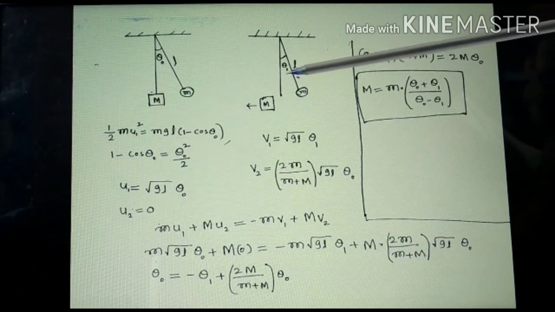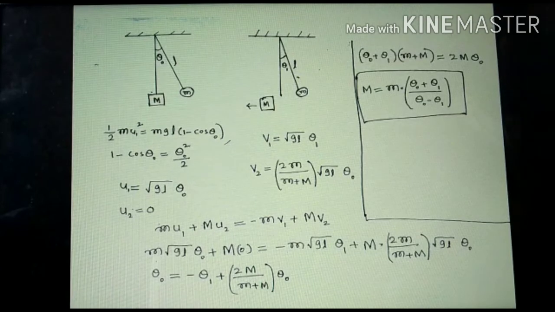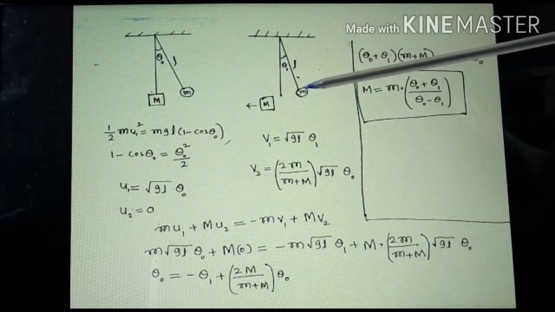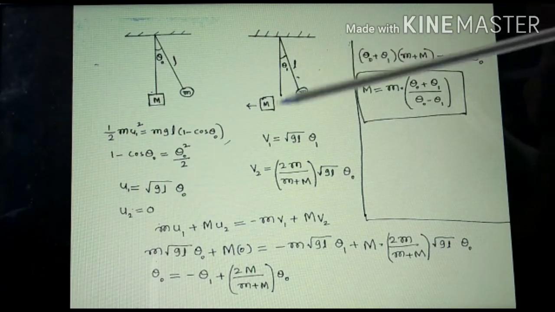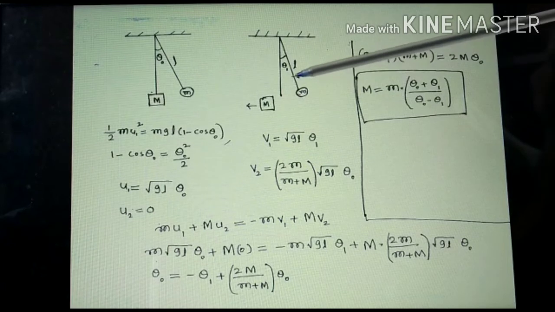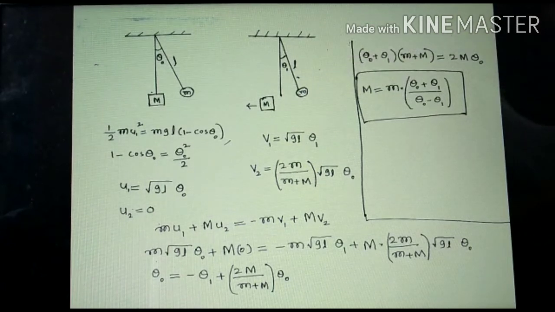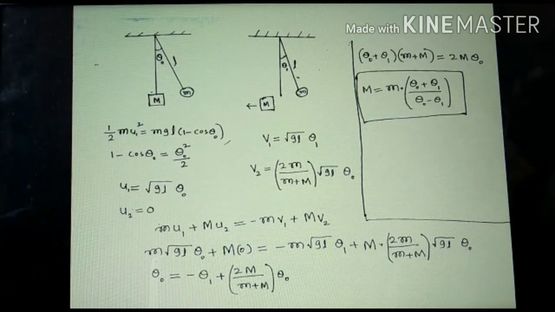This theta 1 is less than theta naught, because in the second case some part of the kinetic energy, or some part of the total energy, is lost. That is why it cannot come back to the original. So for these given conditions, we have to find out the mass capital M in terms of small m. This problem we can solve by two concepts: total energy conservation and total momentum conservation.